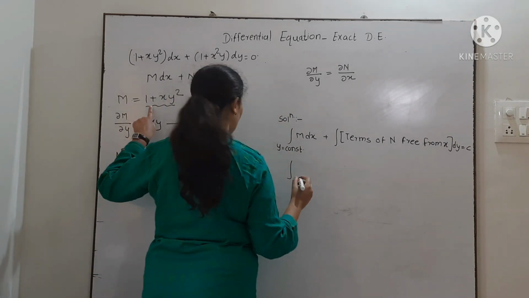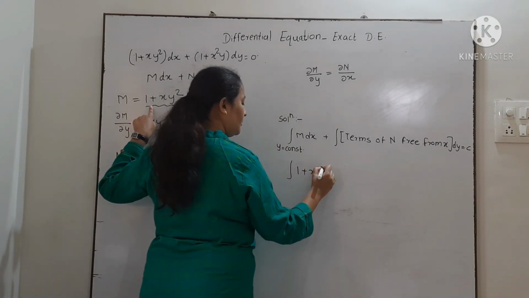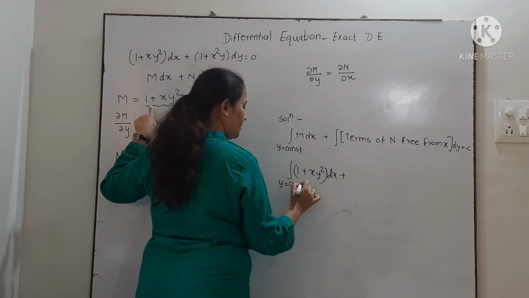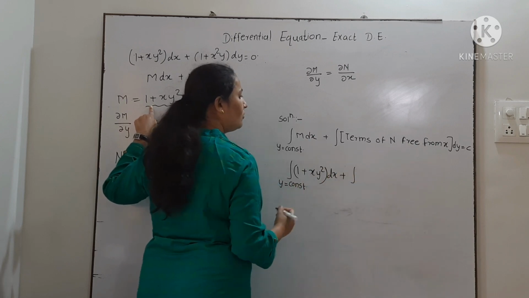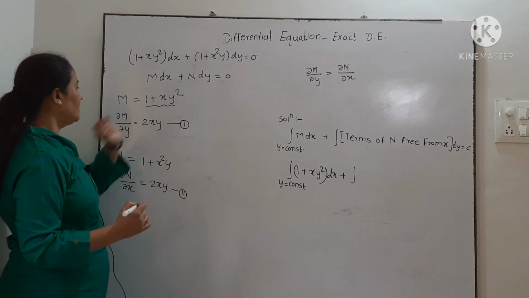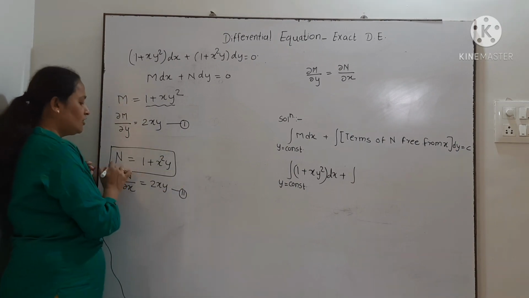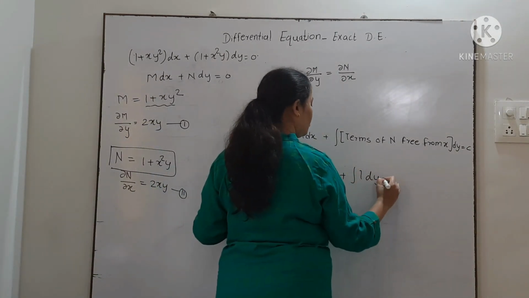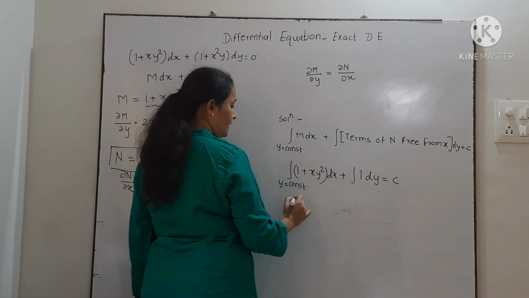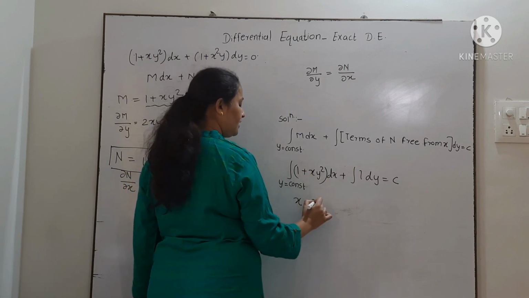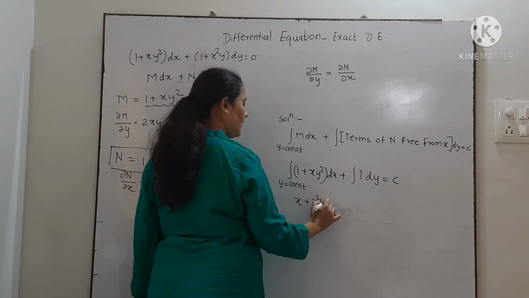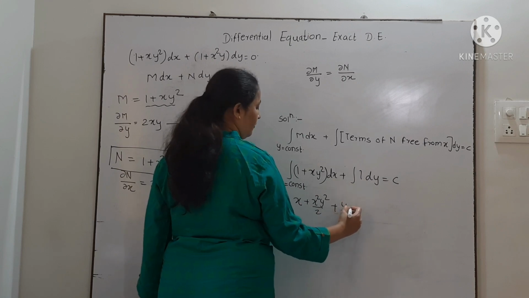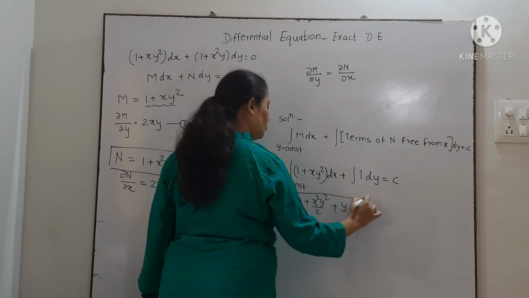That is, integral of M, which is 1 plus xy square, dx, treating y as constant, plus integral of terms of N free from x. This is N. We will consider the term which is free from x. There is only one term, that is 1. So it is 1 dy equal to c. Integral of 1 is x, plus integral of x is x square upon 2, y square as it is, plus integral of 1 with respect to y is y, equal to c. So this is the solution.